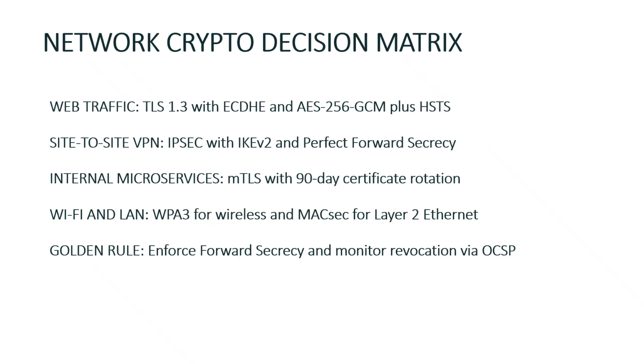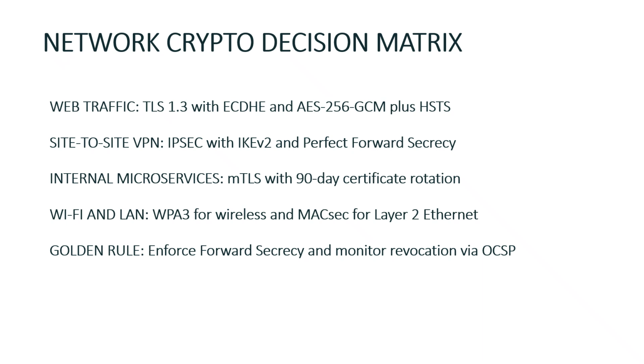Network Crypto Decision Matrix. Here is your deployment decision matrix. For web traffic, enforce TLS 1.3 with ECDHE and AES-256-GCM plus HSTS. For site-to-site VPNs, use IPsec with IKEv2 and perfect forward secrecy. For internal microservices, deploy mTLS with 90-day certificate rotation.